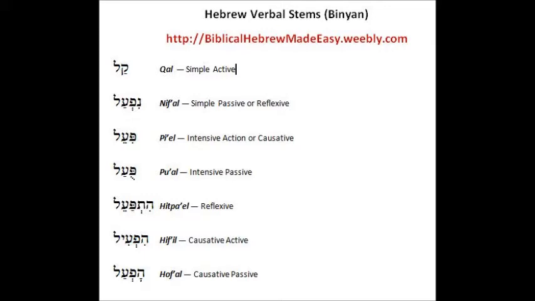Now, as you can see, you have the Qal, the Niphal, the Piel, the Pual, the Hitpael, Hiphil, and Hophal. Now you can look on the chart and see what their basic meanings are. Of course, there are greater nuances, but we're not going to go into that here. We just want to understand the basic meaning of each stem.